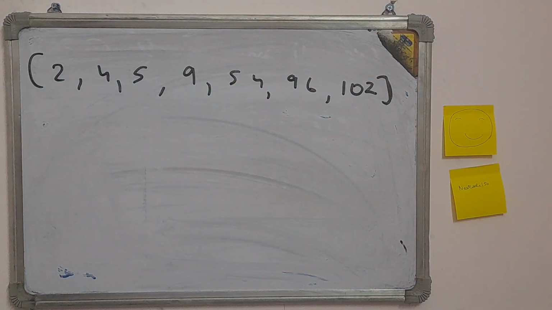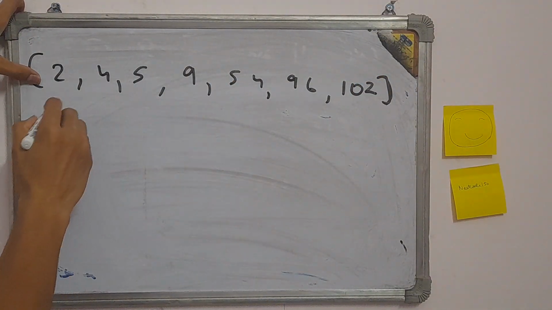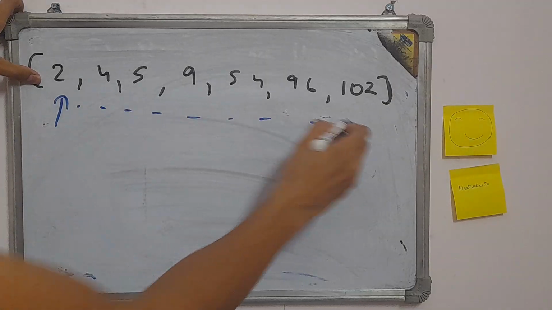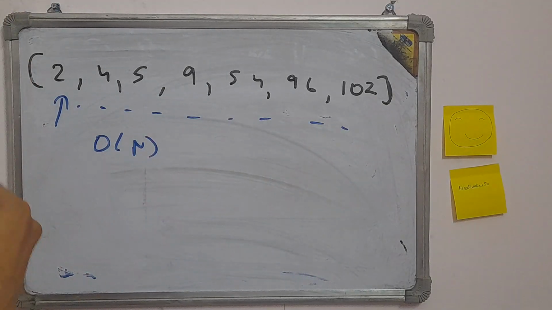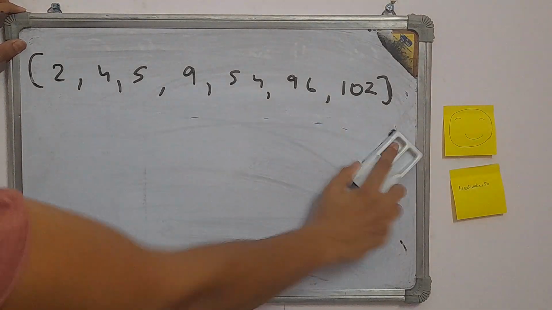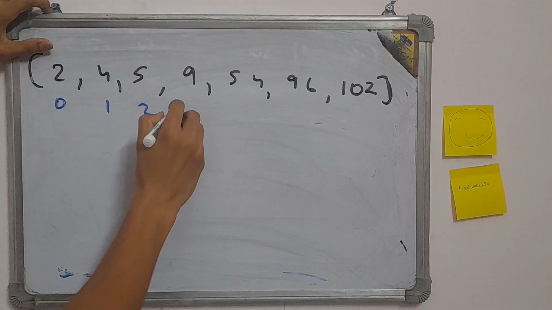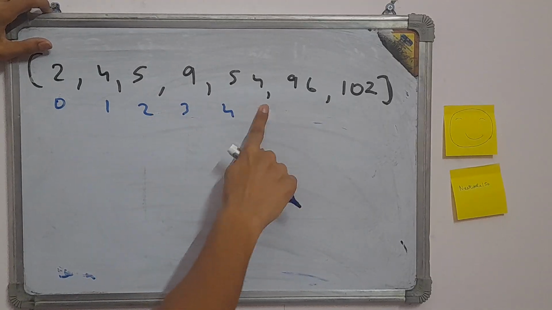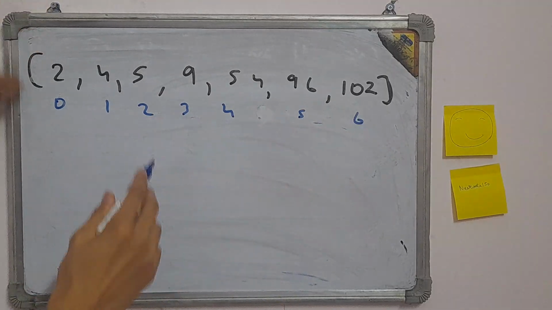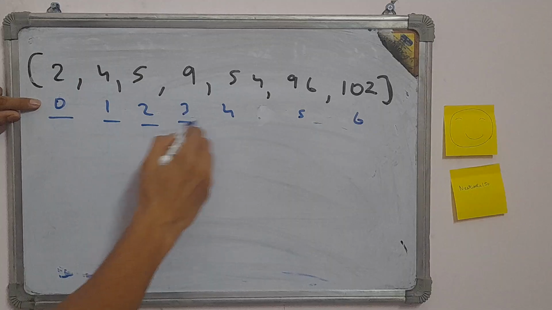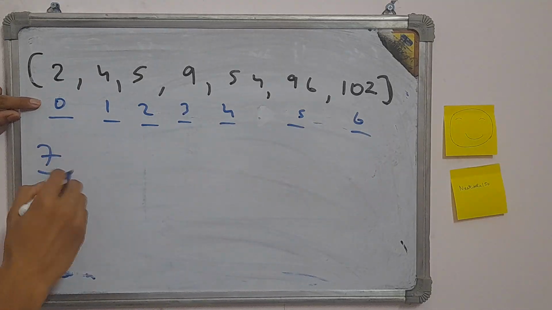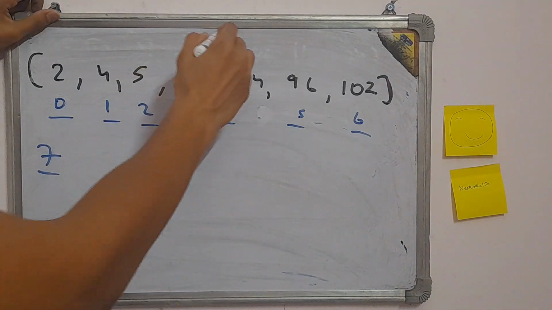So now I ask you, we already saw the linear search, check each element, and we have O of n. So now let's try binary search. What does binary search say? Binary search says, we know for sure the indices, okay? 0, 1, 2, 3, 4, 5, and 6. That means there are 7 elements, okay? So why not we check the middle element?